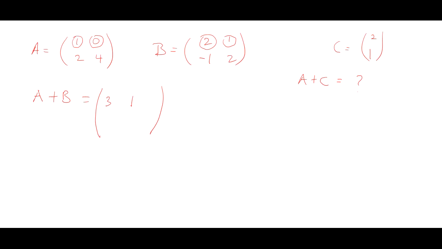Okay, so now we're going to add this 2 and add it to minus 1, right? 2 plus minus 1 will give me 1, and then I have to take this 4 and add it to this 2, and that will give me 6, right? So A plus B is this matrix here, which is 3, 1, 1, 6. Okay?